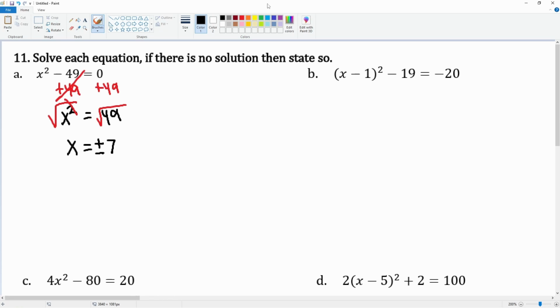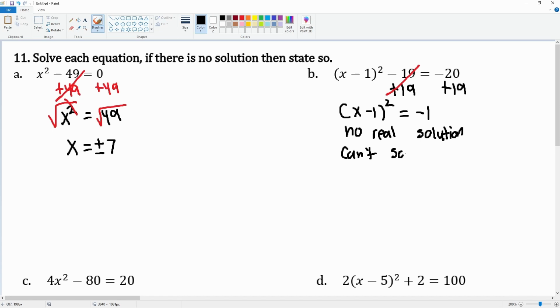All right, so let's do B. Okay, so there's a negative 19 out here in front, so we have to add 19 first. Then this is going to cancel, leaving you with just an x minus 1 squared is equal to negative 20 plus 19. This becomes a negative 1. This has no real solutions, because you can't square root a negative number. So there you go. That is how you do B.